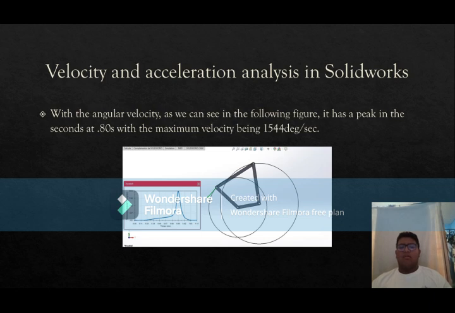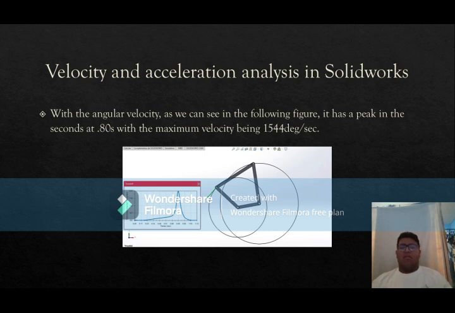With the angular velocity, as we can see in the following figure, it has a peak at 0.18 seconds, with the maximum velocity being 1544 degrees per second.